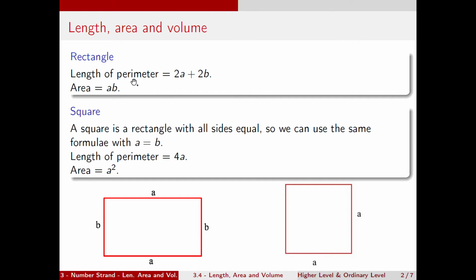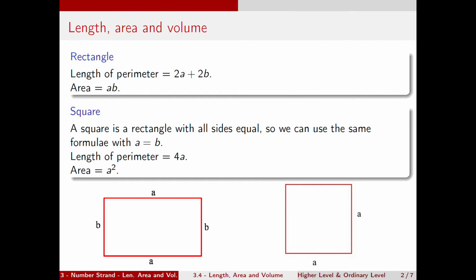If we want to find the length of the perimeter of a rectangle, we simply add up a plus b plus a plus b. In other words, that's 2a plus 2b. And the area of a rectangle is given by a times b, so the length of the shape by the width of the shape.